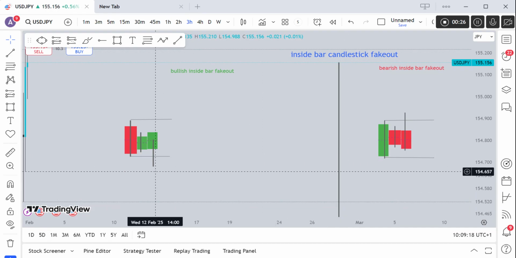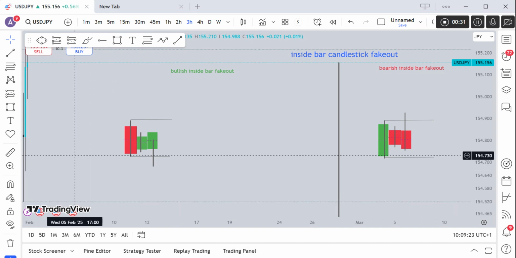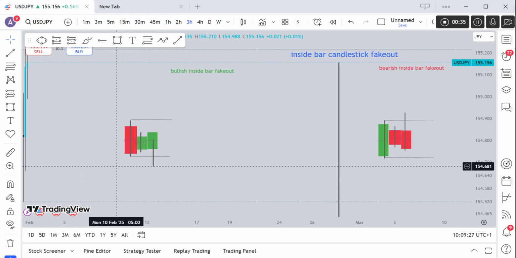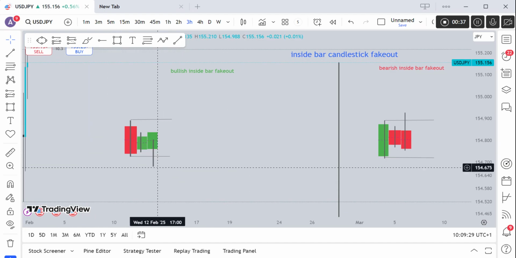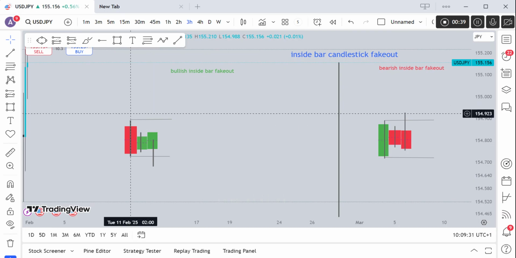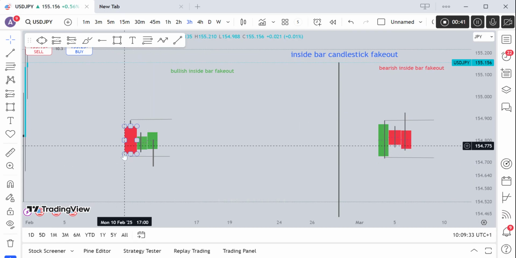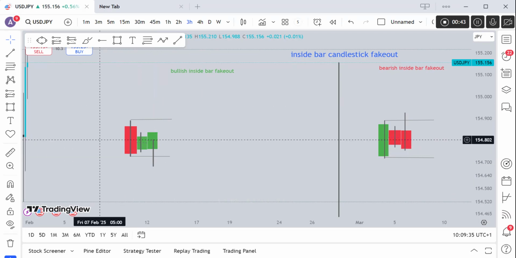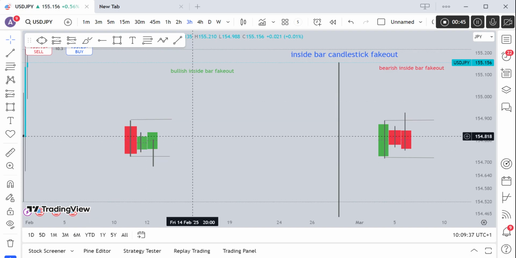As you look at the bullish inside bar candlestick, when this is found in your demand zone or your POI in general, you have to wait for the market to show you a full confirmation that yes, this is an inside bar fake out and the market is going up. It's this leg here. Let me explain this.